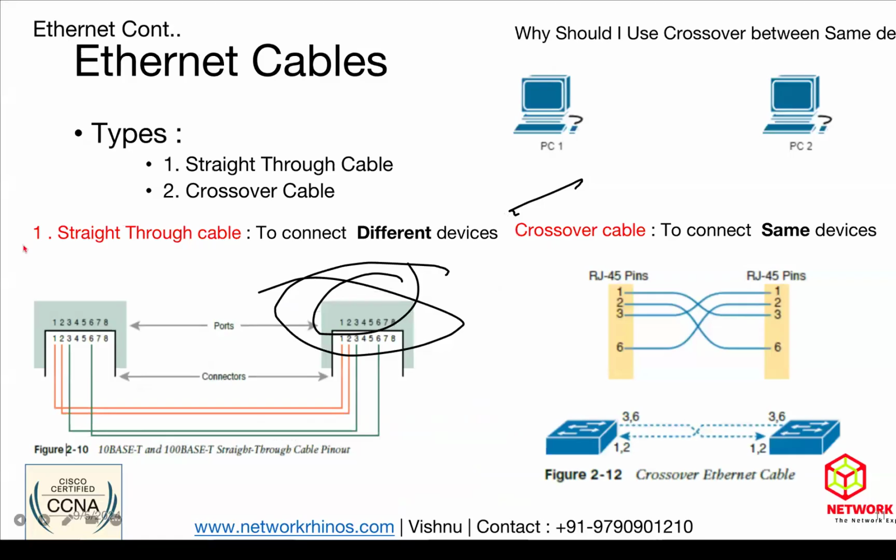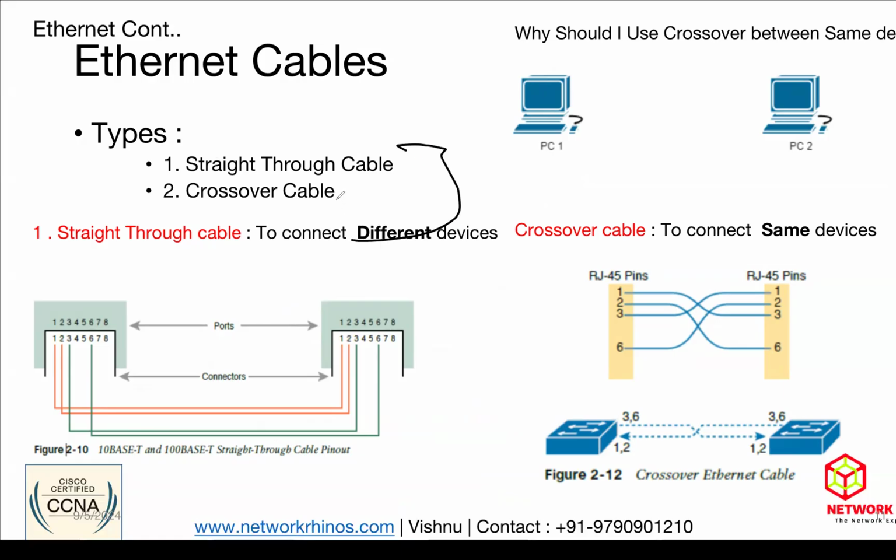Okay. Now let's talk about different types of Ethernet cables. We have two types of Ethernet cables. One is called straight through. Second is called crossover cable. When I say straight through, it means the pins are connected straight. Pin 1 of one end to pin 1 of the other end, pin 2 to pin 2. Like this, they are connected very straight.